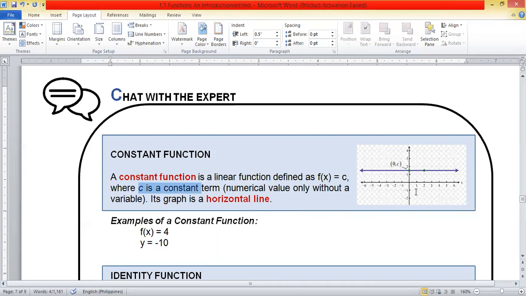The graph is a horizontal line. For example, f of x equals 4. Or another, y equals negative 10. Based on this graph, the equation of the constant function is y equals 1.5 or 1 and 1/2.